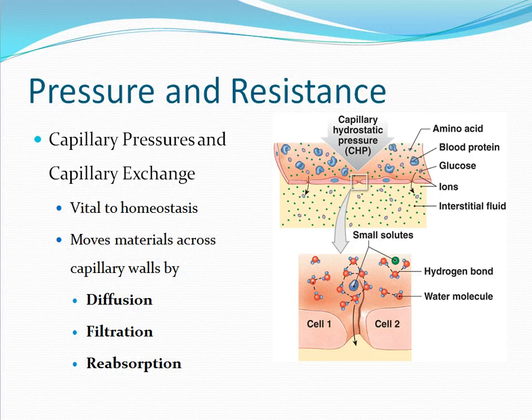Lastly, we need to look at the capillary pressure and how this affects exchange. Capillary pressure and exchange is vital to homeostasis. Materials can move through the capillaries via 3 mechanisms: diffusion, filtration, and reabsorption. Diffusion is the movement of ions from an area of high concentration to an area of low concentration. These materials include glucose, oxygen, carbon dioxide, and small ions such as sodium and potassium.